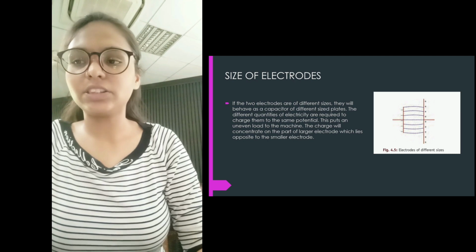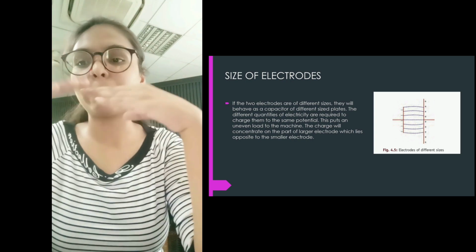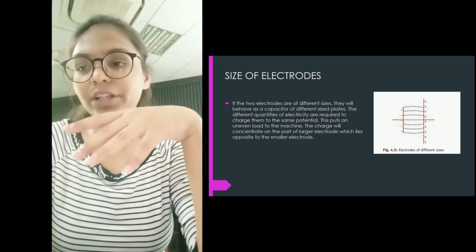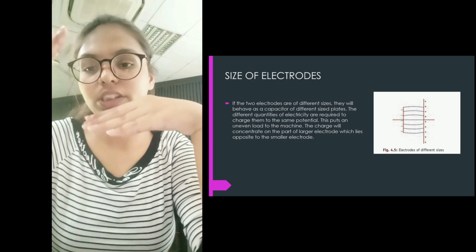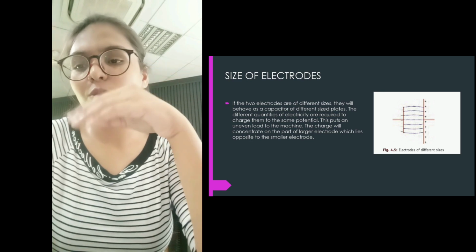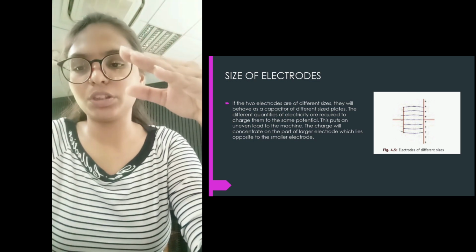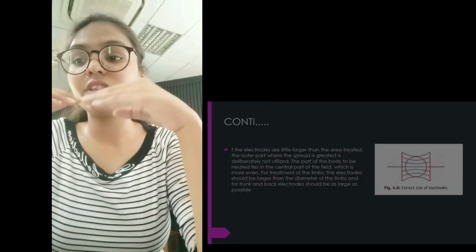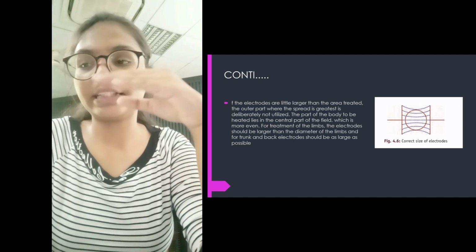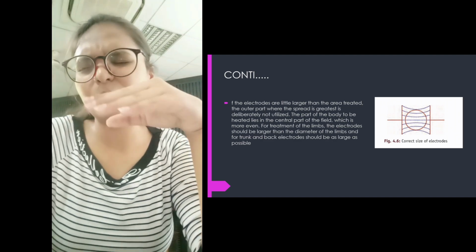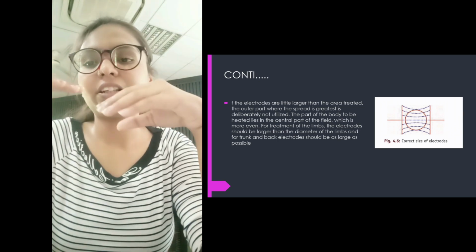Size of electrodes. If the two electrodes are different in size, they will behave as a capacitor. For different size plates, different quantities of electricity are required to charge them to the same potential. This puts an uneven load on the machine. The charge will concentrate on the part of the larger electrode which lies opposite to the smaller electrode. If the electrodes are a little larger than the area treated, the outer part where the spread is greatest is deliberately or not utilized.